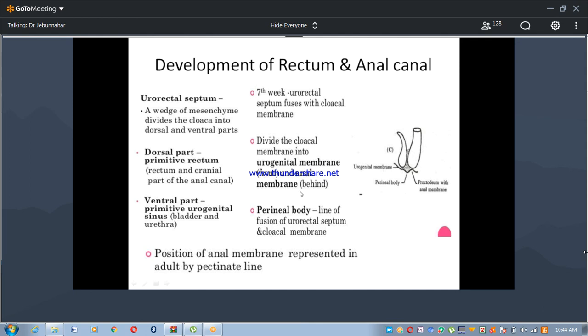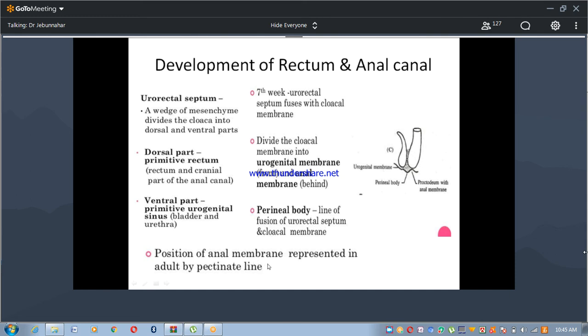In 7th week, urorectal septum fuses with cloacal membrane. It divides the cloacal membrane into urogenital membrane and anal membrane. In front, the urogenital membrane, and behind, this is anal membrane. This is the perineal body, line of fusion of urorectal septum and cloacal membrane.